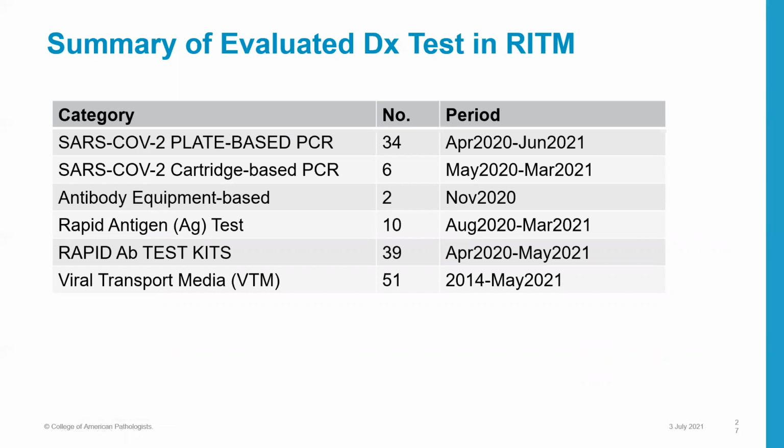Now, this is the summary of the evaluated diagnostic tests in RITM. So you can see that for the different categories, there are several players in this diagnostic space. Usually for SARS-CoV plate-based PCR, you have 34. And then for the rapid antibody tests, you have 39. And the registering continues, starting with April 2020 and onwards. And new and improved versions continue to be registered and evaluated by RITM.